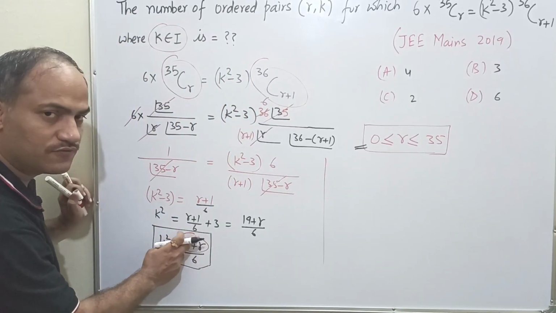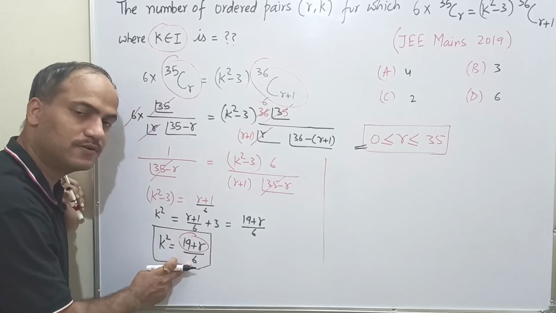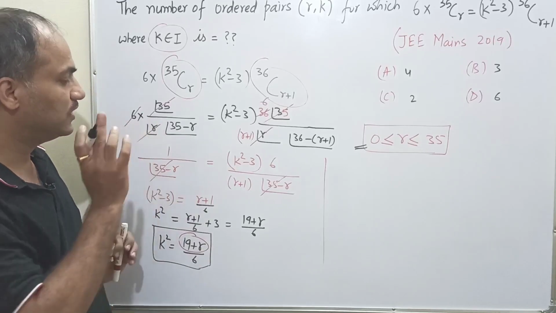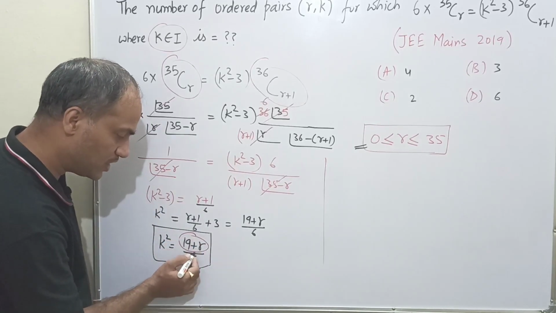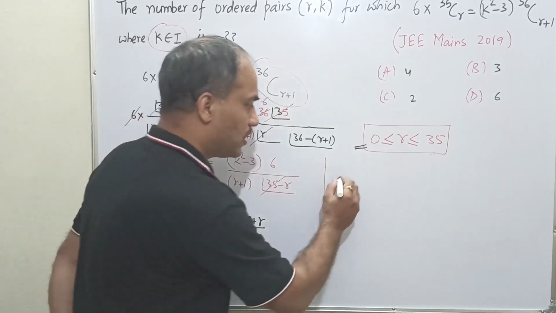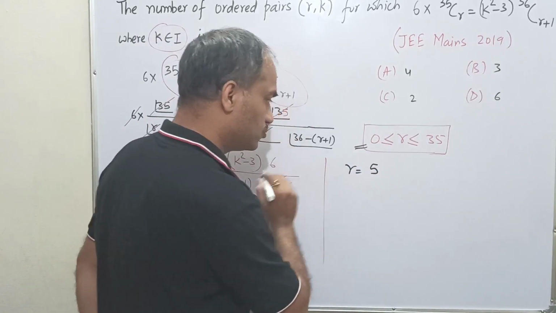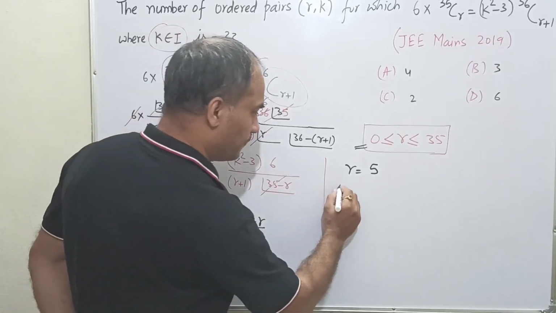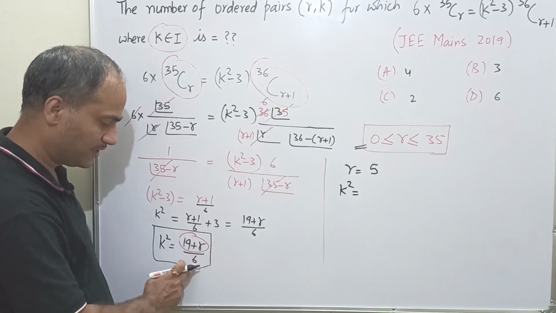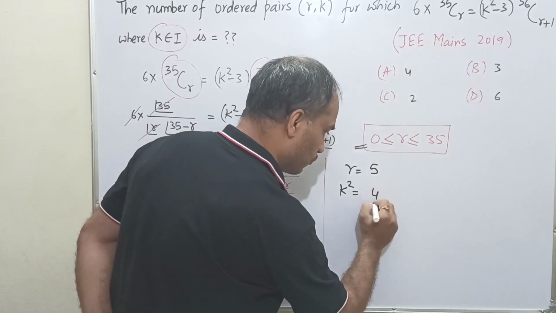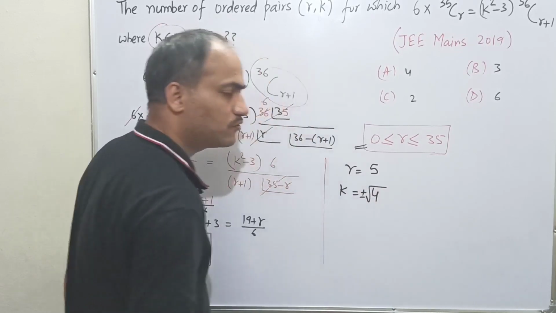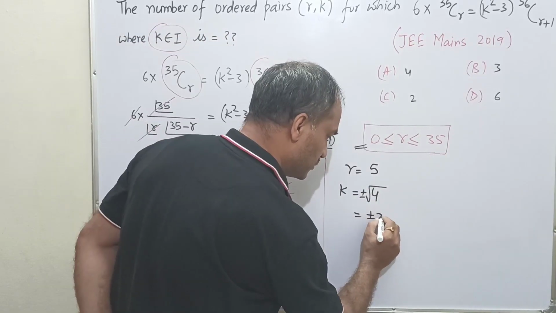When this value becomes 24, so this whole will become 24 by 6, which is 4, and k will be the square root of 4. Okay, there we can get an integer value. What value of r should we put so that 24 comes? We see r equal to 5 gives this value, so r can be 5. So when r is equal to 5, k square will be equal to 19 plus 5, which is 24, 24 by 6 means 4. So k will be plus and minus square root 4. So this will be plus minus 2.